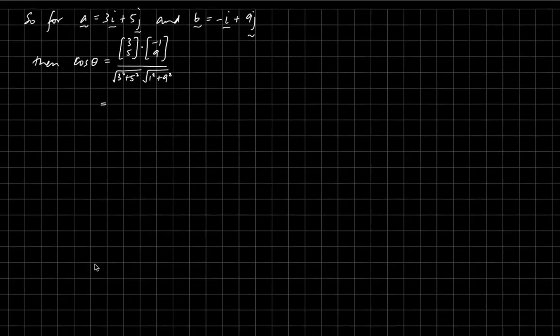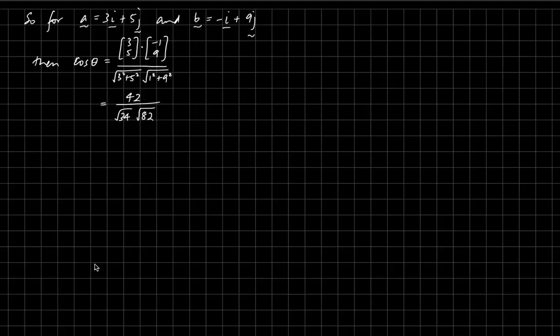So let's do some calculating here. In the previous video I found the dot product of A and B. It was negative 3 plus 45, which is 42. And what are these two magnitudes? We get 9 and 25, which is 34. And the second one is 1 plus 81, so that's going to be root 82.